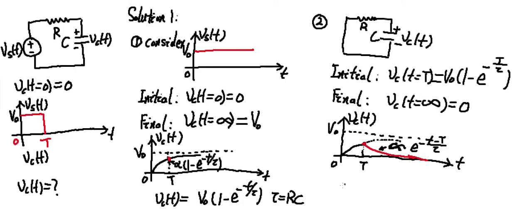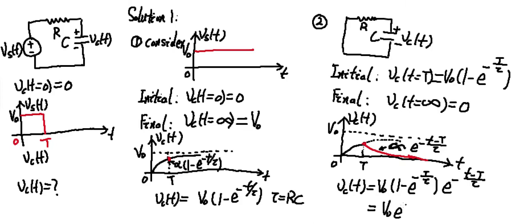So for this region, we can write out the expression, that is Vc(t) equals the initial condition, which is given by this V0 times (1 minus e to the minus T over tau), followed by an exponential decay. And we can further simplify this as V0 e to the minus (t minus capital T) divided by tau, minus V0 e to the minus t over tau.